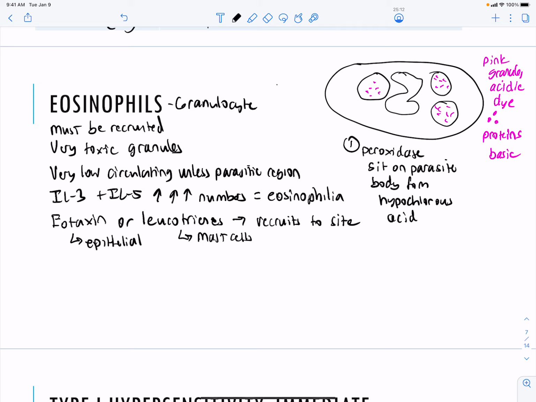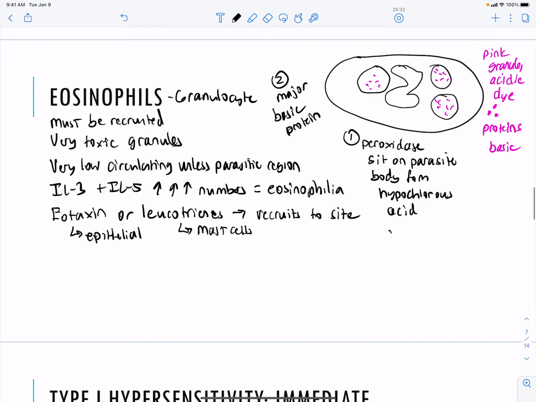It also has major basic protein, which also eats away at the surface of your parasite. And it has cationic protein, I'll put it here. This damages the surface. Plus, it's a neurotoxin for simple nervous systems.